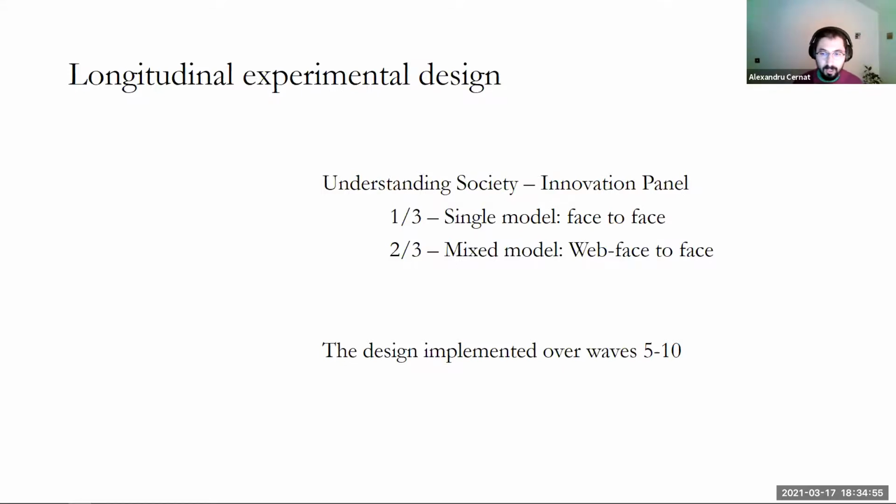And here we look at multiple waves. So we look at waves 5 to 10, where people were allocated consistently in these two groups overall. And we make two types of comparisons. First we compare single mode and mixed mode, which in principle is a random allocation, so selection should be less problematic. And also we make a comparison between face-to-face versus web.